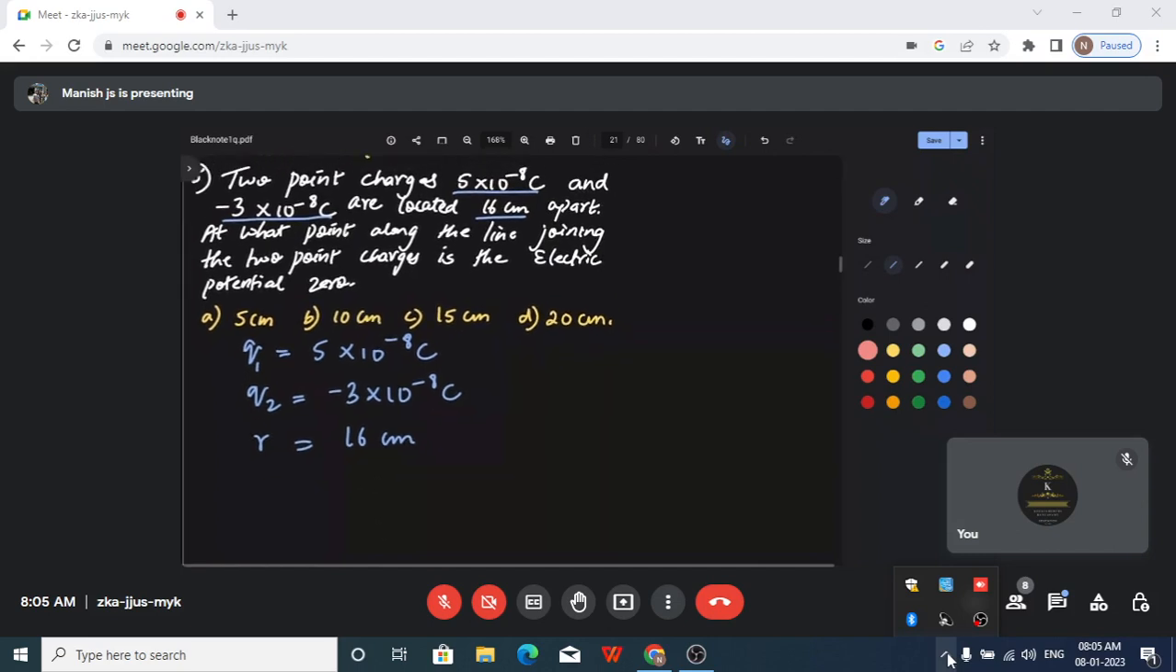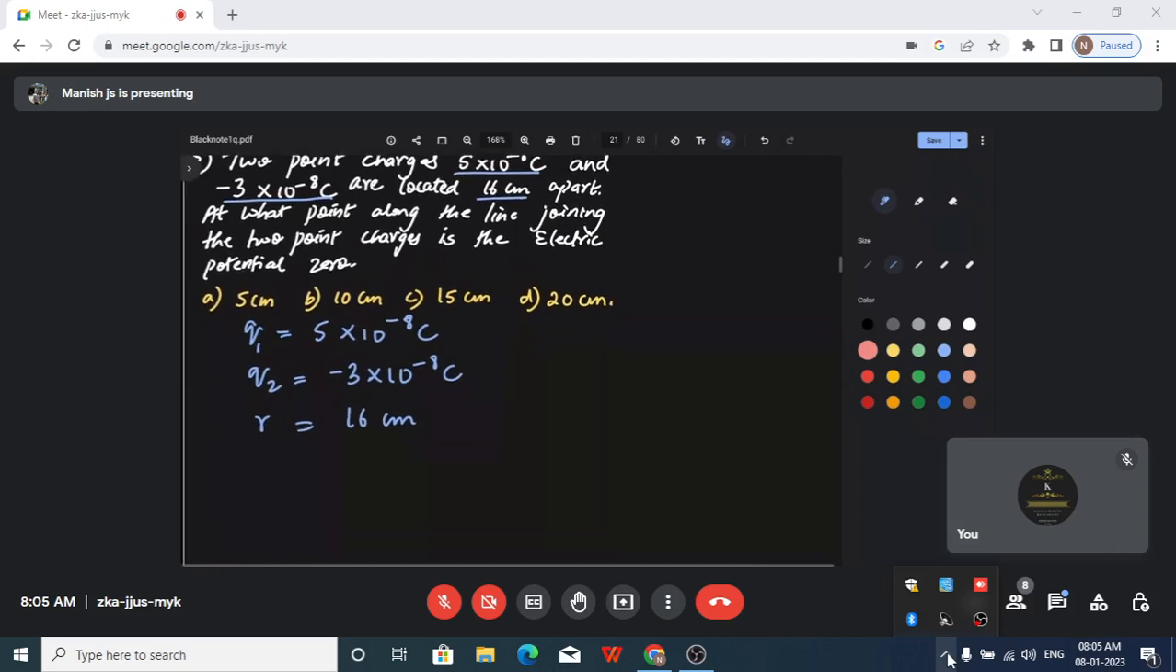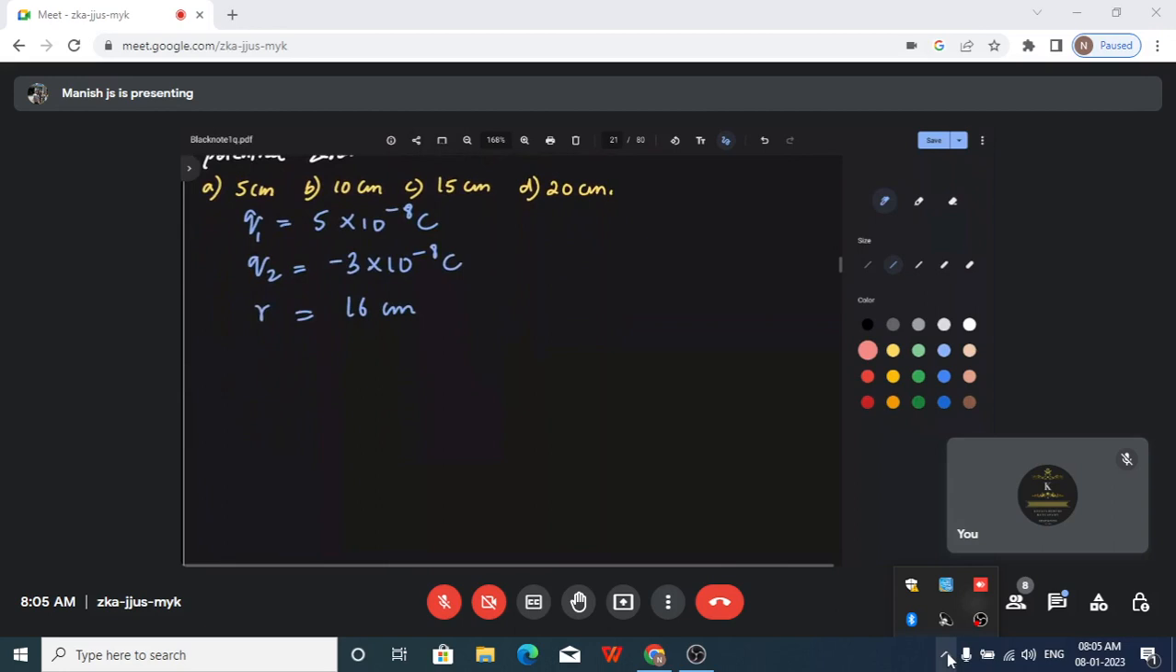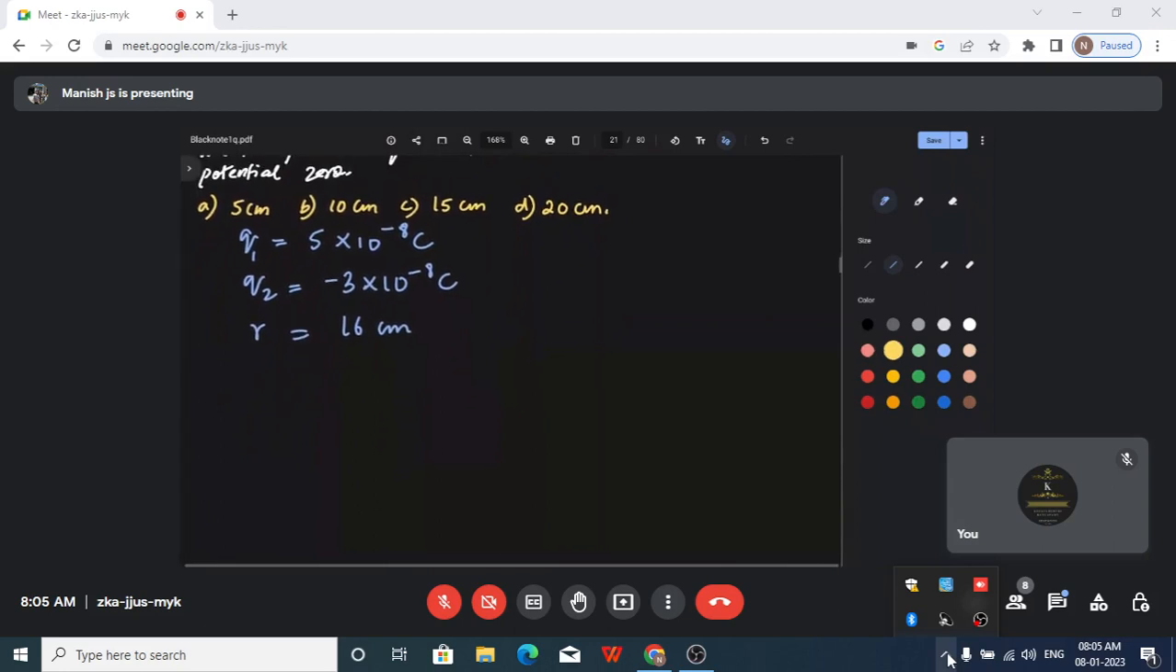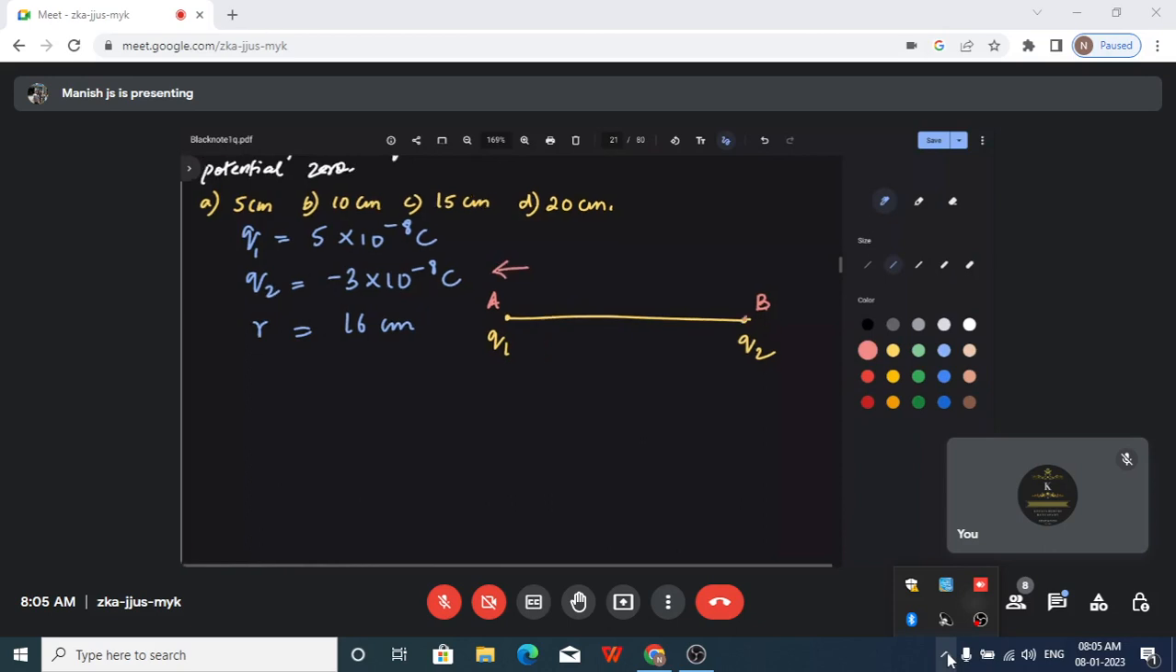Next, what are they saying? At what point along the line joining the two point charges is the electric potential zero? So we have to draw the diagram for this. There are two charges, one charge is Q1 and the other charge is Q2. You can see here, I take Q1 as point A, and Q2 is placed at point B. I just illustrate the given situation. And what is the distance between AB? As per the question, the distance between AB is 16 centimeters. We can denote that too. So this is the given situation for us.